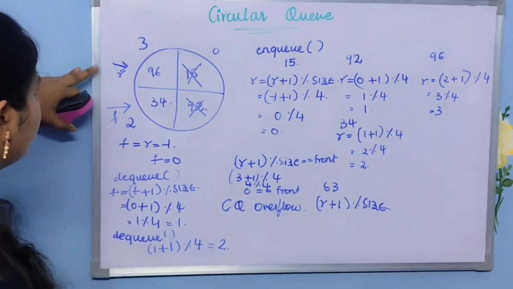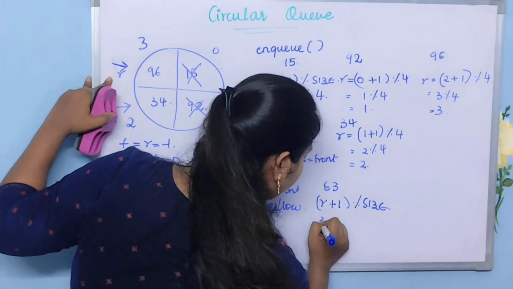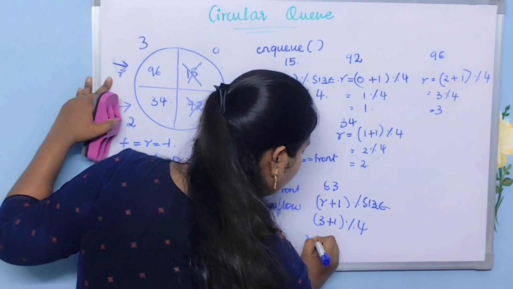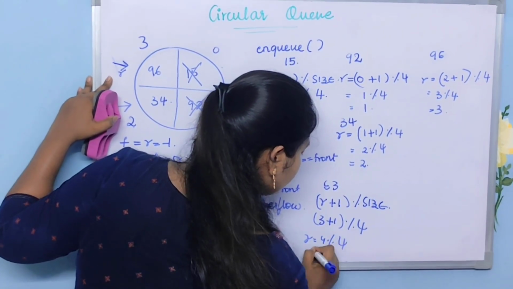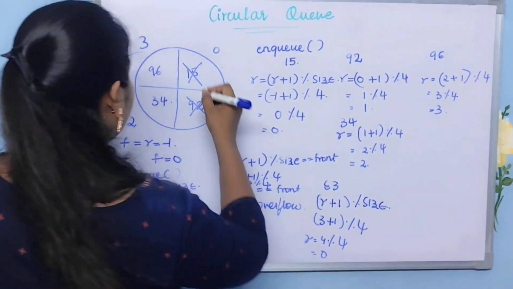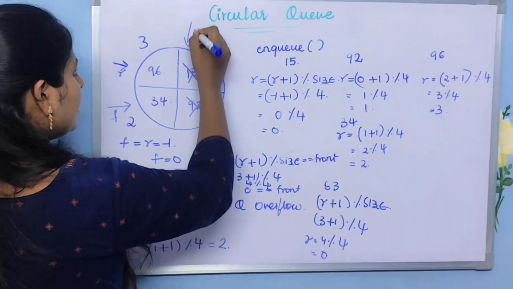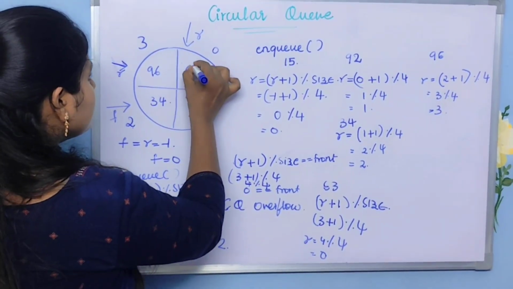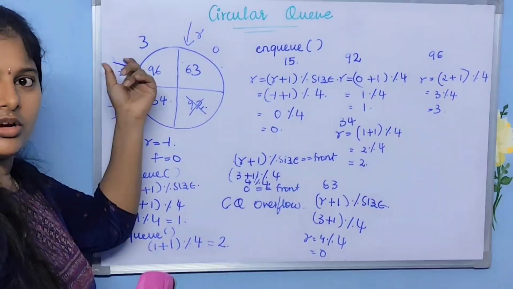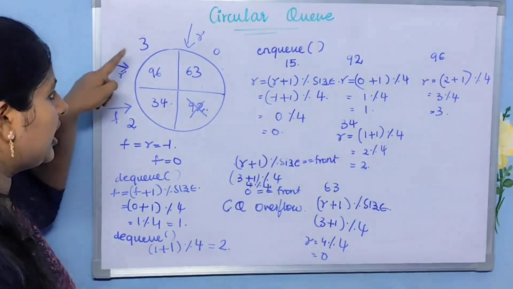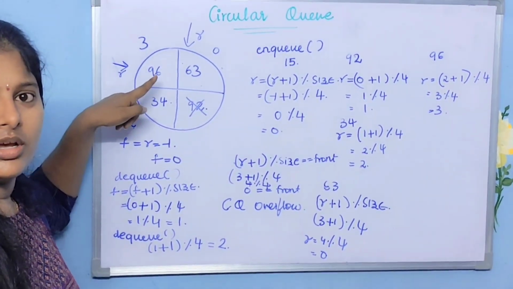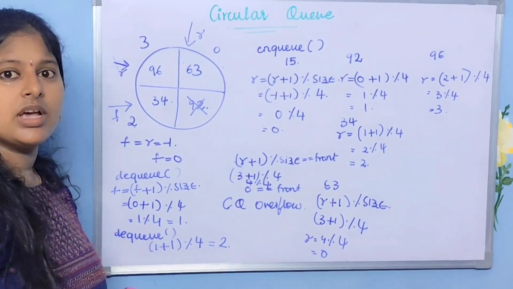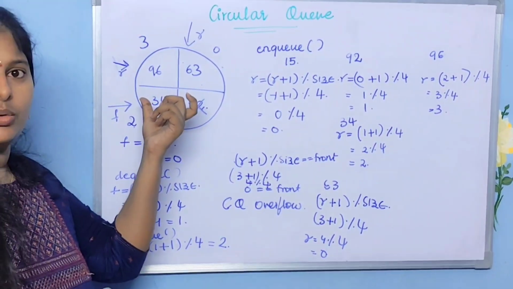What is my rear right now? 3 plus 1 mod 4. Rear equals 4 mod 4, that means 0. Now rear is pointing to here. Now my new element 63 is added at the 0th position. So after completion of my n-1 position, I am directly going to the 0th position. This is how you NQ and DQ elements in a circular queue.